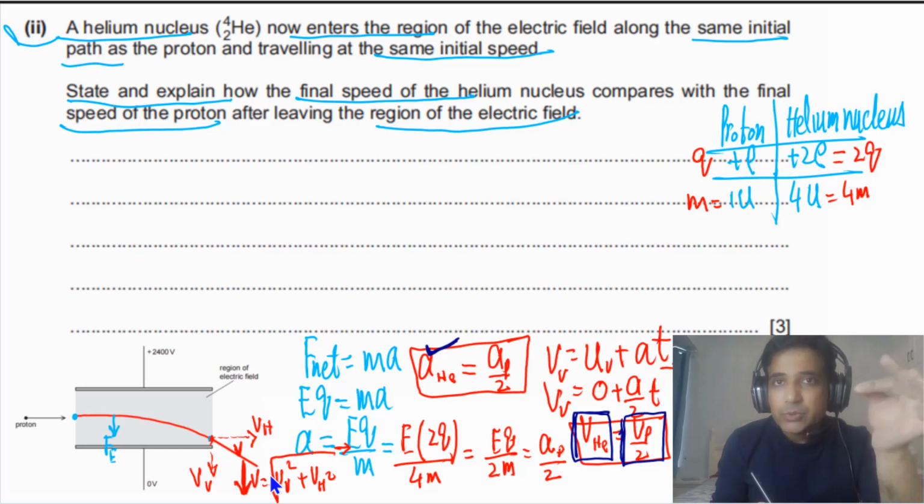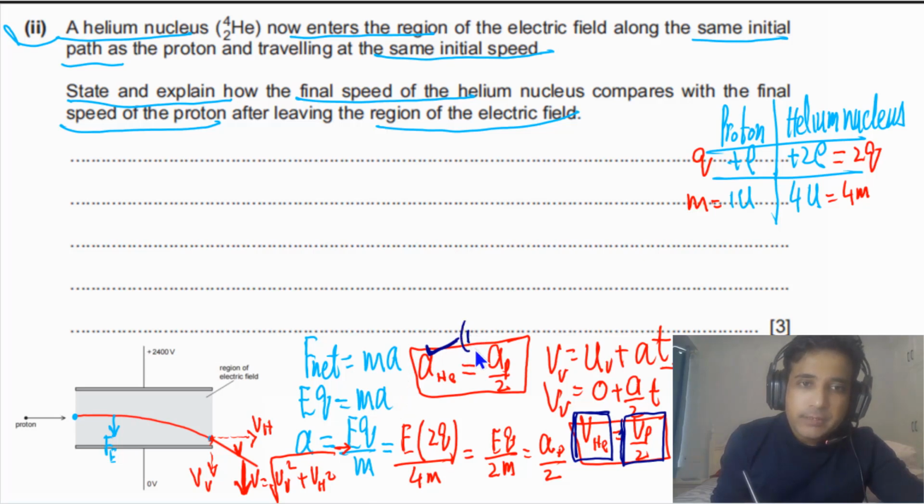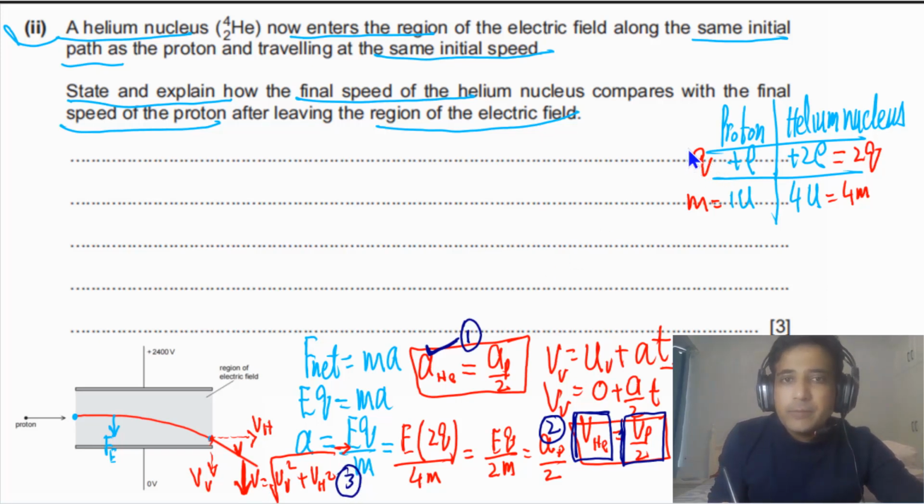This is one point, this is the second point, and this one is the third point. Also you have to compare the charges and the masses. After this comparison, you can write down your final answer. Now let me show you how you can write down a proper answer.